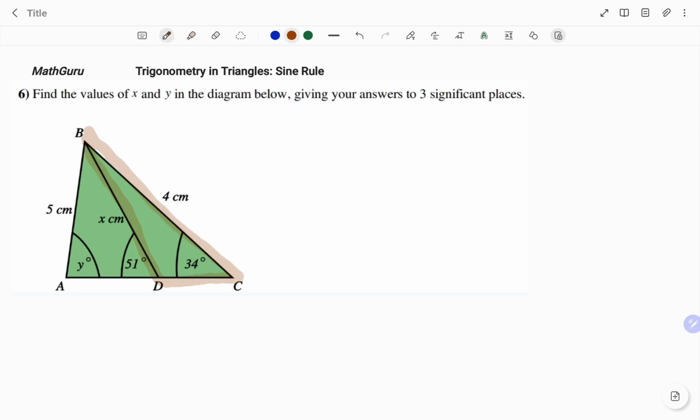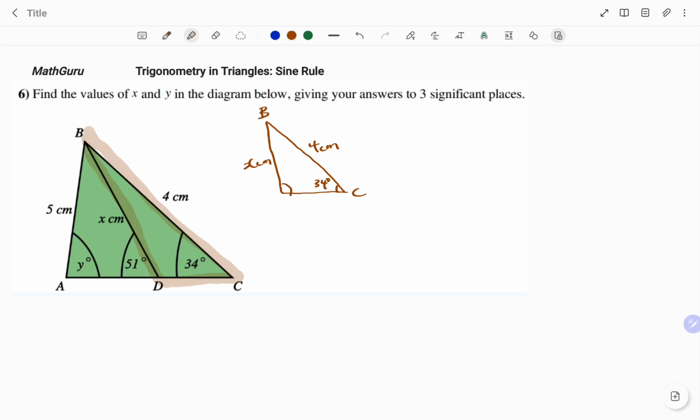If I draw a rough sketch of triangle BCD, I have my C, I have my B, I have this as 4 centimeters, I have this as x centimeters, and then I have 34 degrees. I'm going to find the other angle at D.